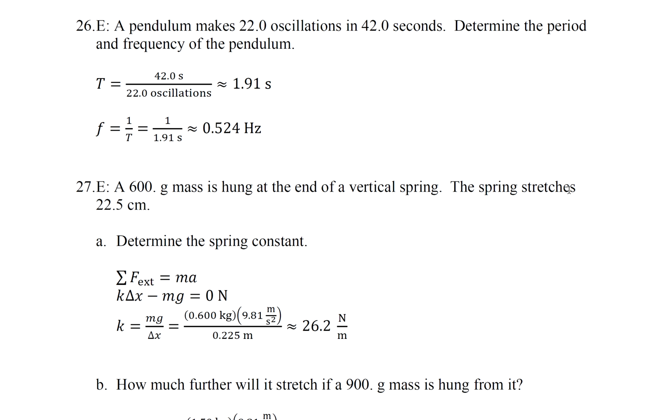Question 27. A 600-gram mass is hung at the end of a vertical spring. The spring stretches 22.5 centimeters. Determine the spring constant. So the spring was not stretched until you put a mass on it. It's a vertical spring. So this is the equation here. K delta x points up, mg points down. And then just solve for k.